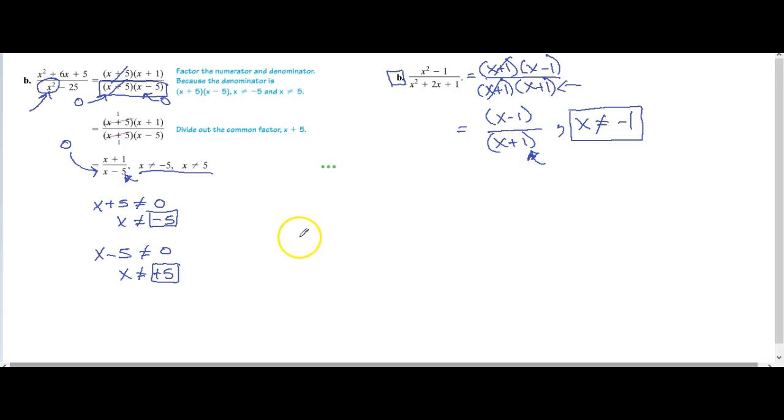So I hope that answers your question on why the answers are different for both of these examples.